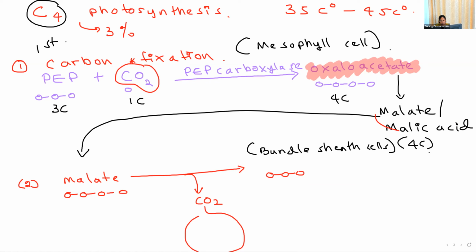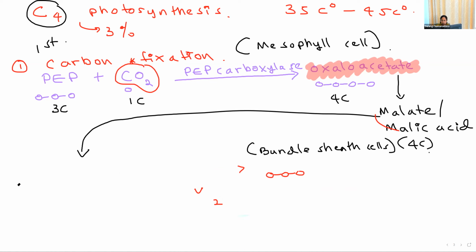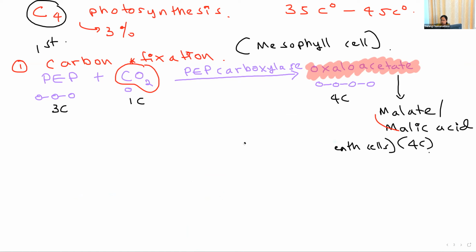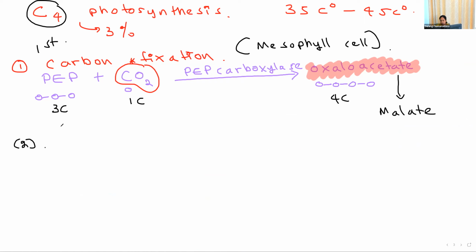Can you rewrite the Calvin cycle here? I'm going to redraw it. I'm going to get space. Draw it up. When you write the Calvin cycle lots and lots of times, you will get used to it. I'm going to bring the malate in. So you can call this the Calvin cycle. Right? So this happens inside bundle sheath cells.